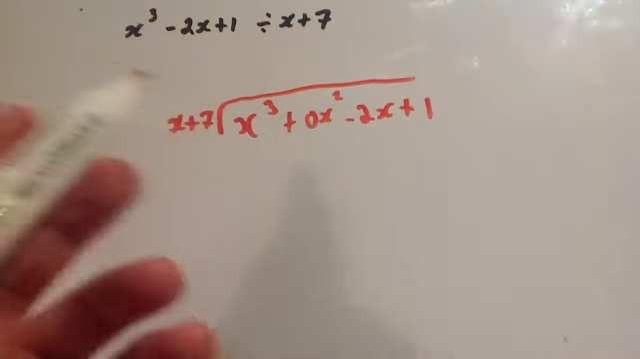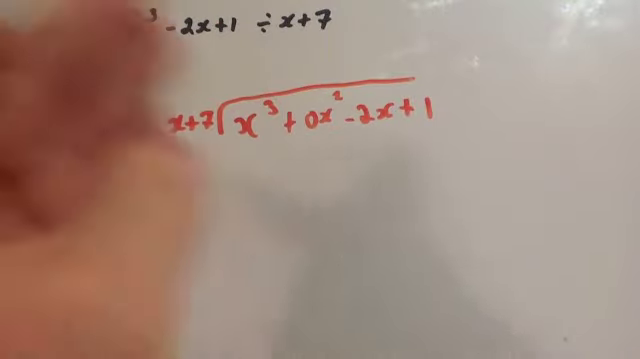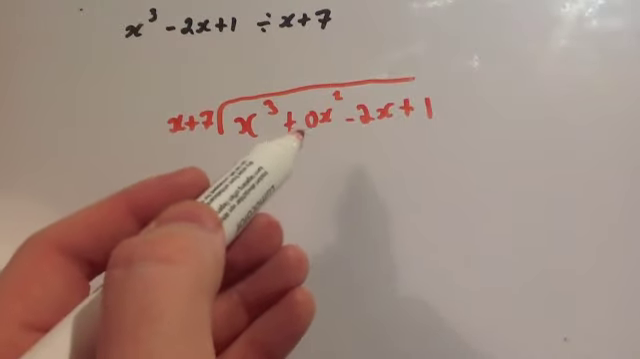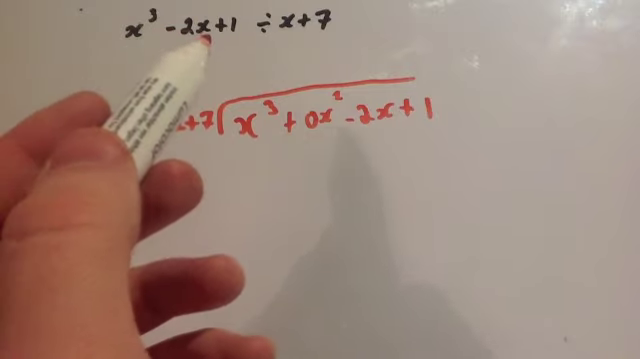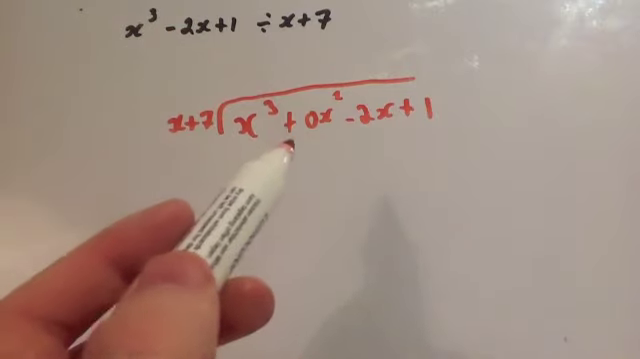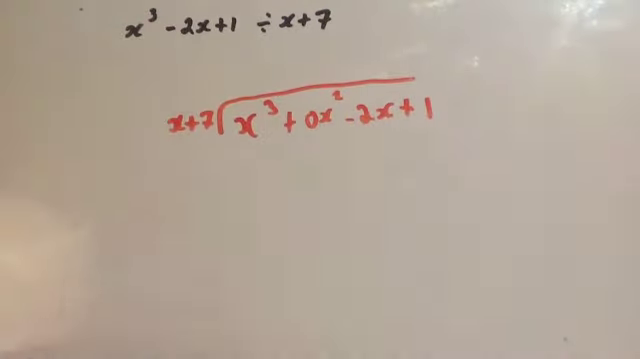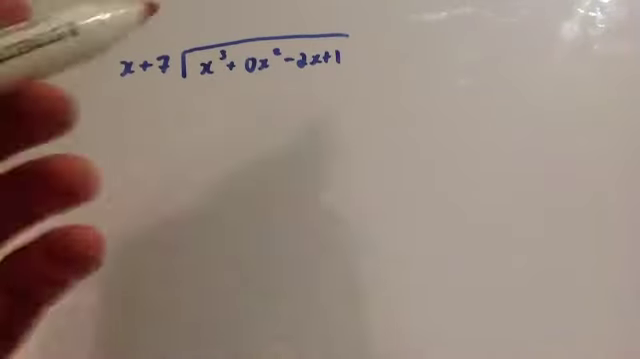So that's how you would set out your bus shelter method, or your long division, and we'll use this sort of layout, but it's very important to put that in there. If it was missing two terms, say for instance x to the 4 plus x, you'd have to do x to the 4 plus 0x cubed plus 0x squared plus then the rest of the expression. So this is the way I'm going to lay it out. Okay, so let's do the long division again.